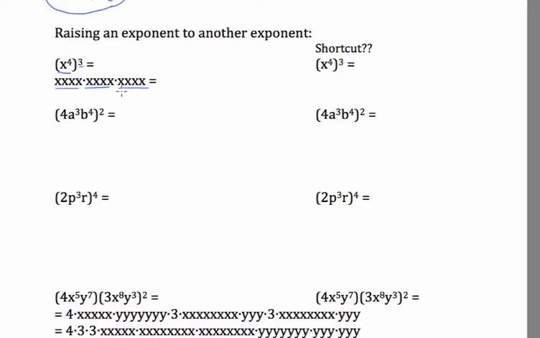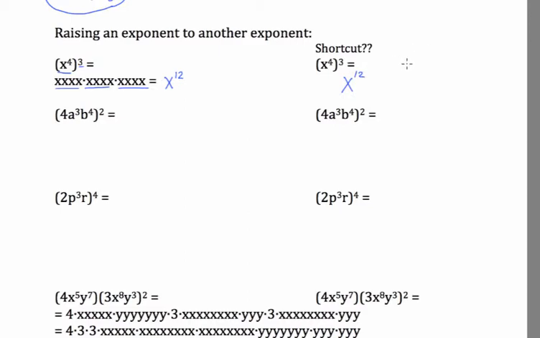So what do you really have there? Well, a whole bunch of x's all times together, right? So how many? I think there's 12 altogether, so that'll be x to the 12th. And that's what it means. Can you see the shortcut? What should you do when you have x to the fourth to the third? What can you do with those two numbers? Well, 4 times 3 makes 12. So if you just multiply the 4 times the 3, you get 12.